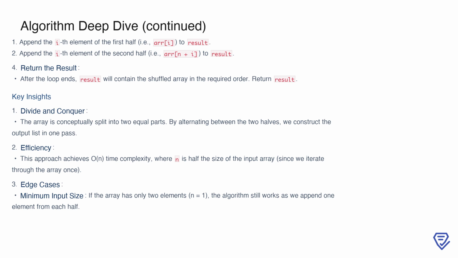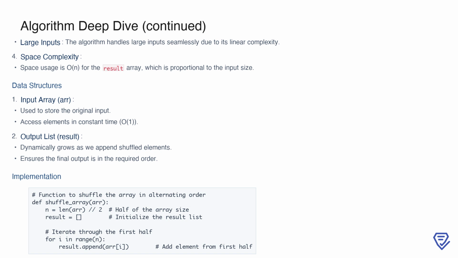To break this process down further, there are a few key insights that make the algorithm efficient. First, the array is conceptually divided into two groups of equal size, and by alternating between the two groups, we can construct the output in just one pass through the array. This gives the algorithm a time complexity of O(n), where n is half the size of the input array. Additionally, it handles edge cases well, such as when the input contains only two elements, since the loop still alternates between them correctly. The algorithm is also designed to handle large inputs efficiently thanks to its linear time complexity. Regardless of how large the input array is, the loop will only iterate through n indices, making it scalable.